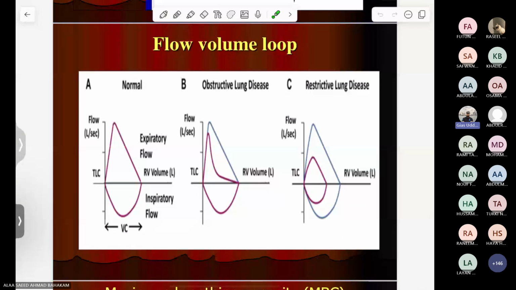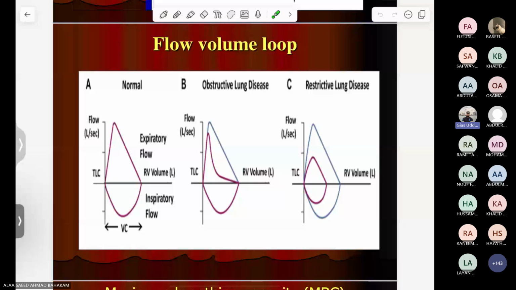Here you go. So in the flow volume loop, it is showing three conditions. Number A is the normal. Number B, obstructive lung disease. Number C, restrictive lung disease. Okay, so now between B and C, what is the difference? What do you see? B, only expiration is affected, and I think in C, the whole process is reduced.